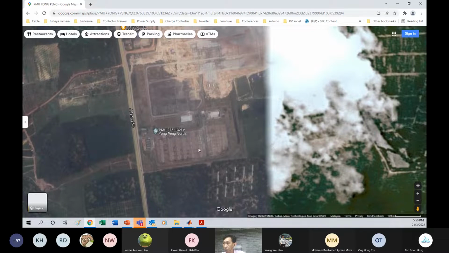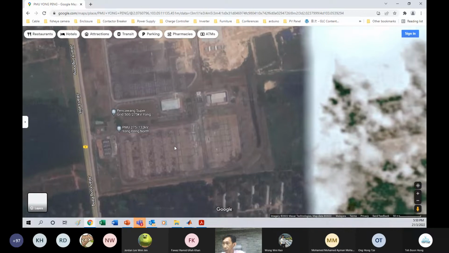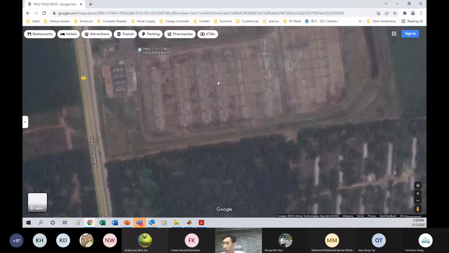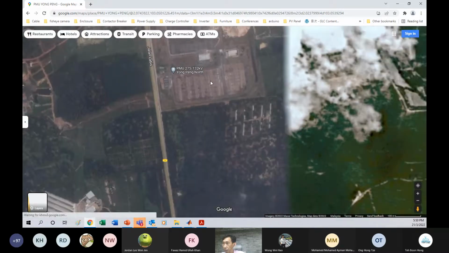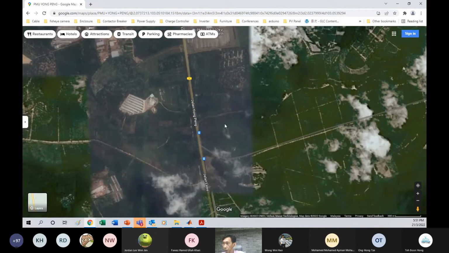So the main incoming is actually here. You can see PMU. There's always a big building that stores all the control and the officers, and on the site here, this is what we call the switch yard. And the SVC is not located here, like I said, it's located down here.